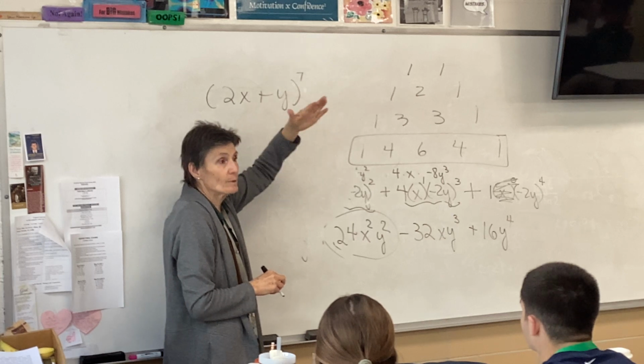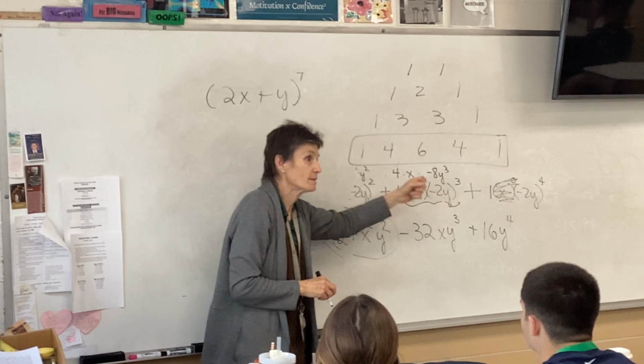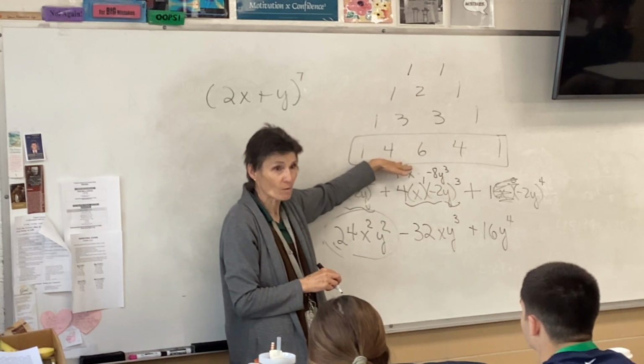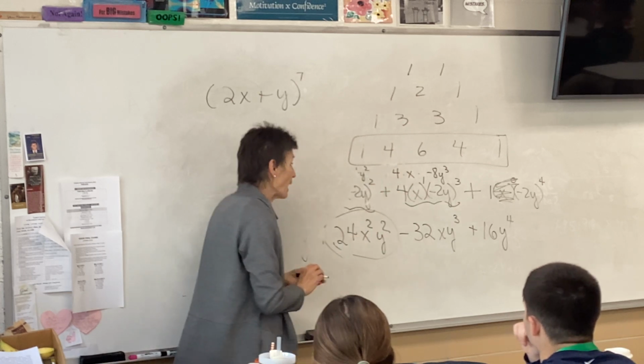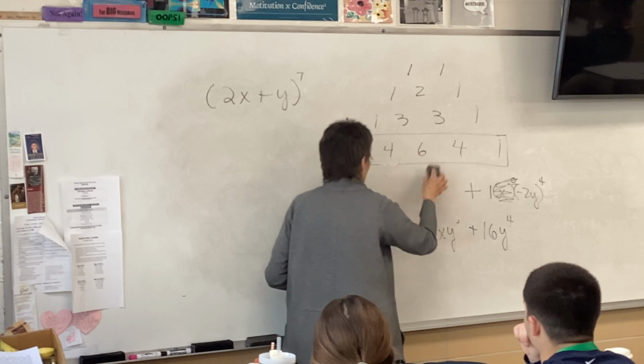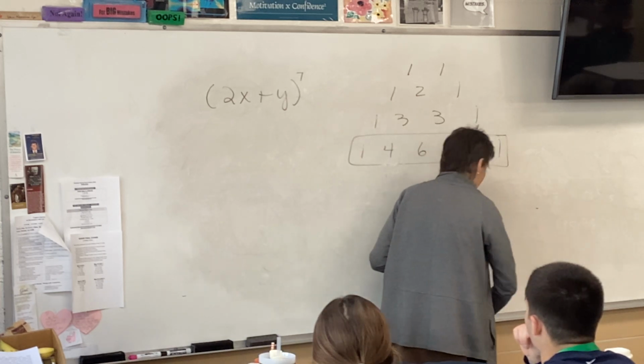Guys, I need you to engage. Where did the coefficients come from when I started the last problem? Right here. This is where the coefficients come from. Now, I need the 7th power, so I'm not going to get my coefficient from here. I'm going to have to build more of the triangle.